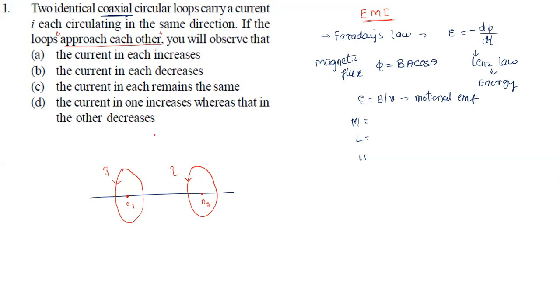So now the first loop is going to move in this direction, and the second loop is going to move in this direction. Then we call it approaching each other. If they move in opposite directions, they move away from each other. As they're approaching, what will happen? See, the first loop carrying a current is going to produce a magnetic field. In what direction?